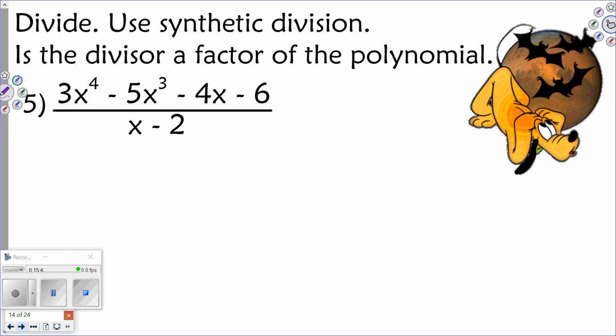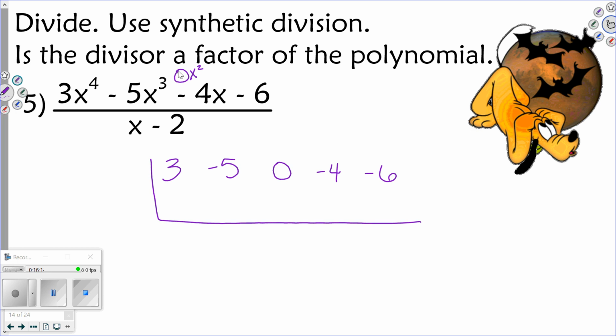All right, number 5. Anything missing? Yeah, that squared's missing. It should be in between here. So we need to make sure we're not losing the fact that something's missing. And always double check. Again, you could be missing more than one piece. All right, so let's set it up. We have 3, negative 5, 0, negative 4, negative 6.